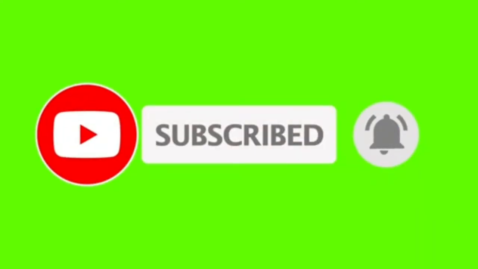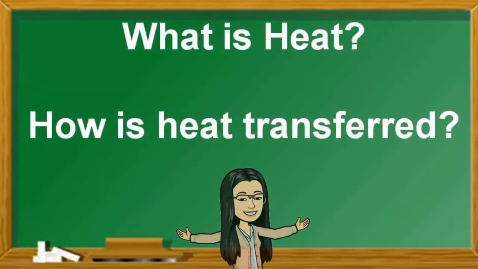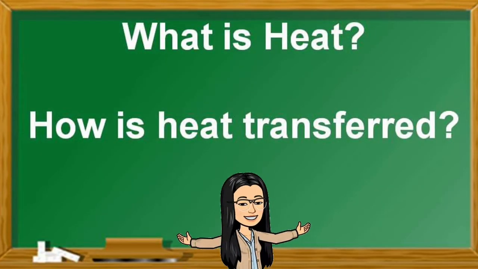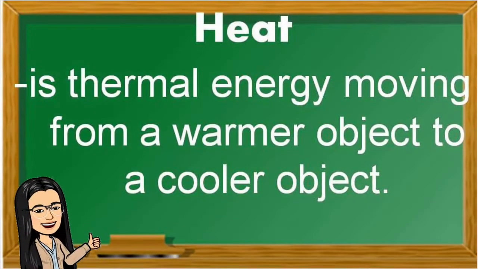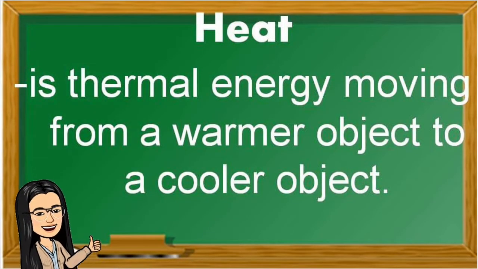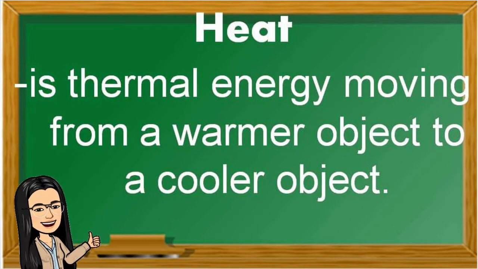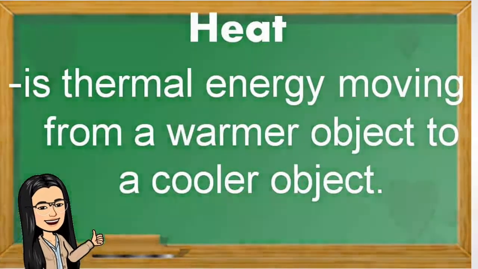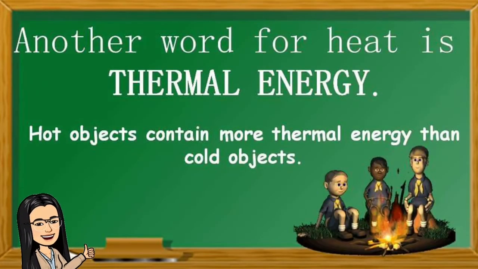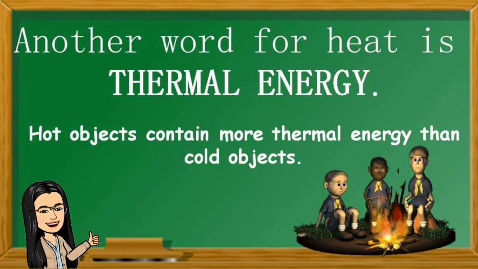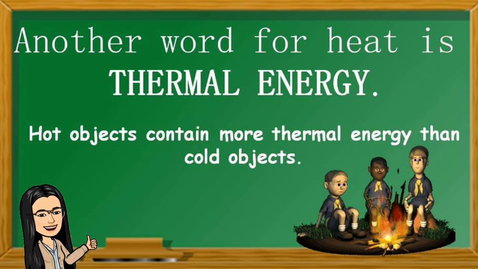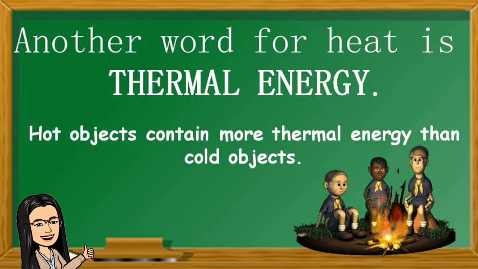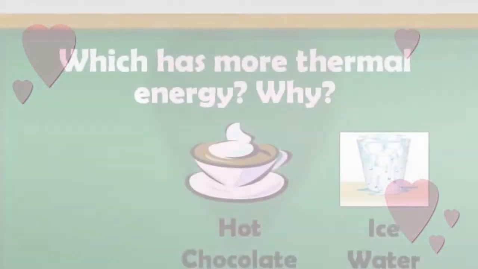So, what is heat? How is heat transferred? Heat is thermal energy moving from a warmer object to a cooler object. Another word for heat is thermal energy. Hot objects contain more thermal energy than cold objects.